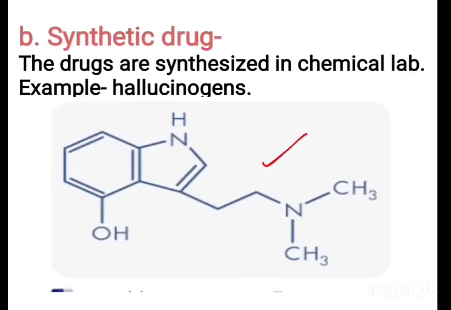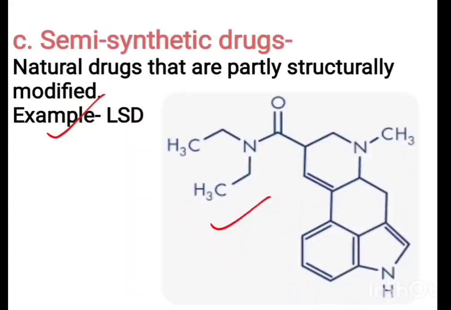Now synthetic drug, that is synthesized in a chemical lab, artificially, as per example hallucinogen. This is the structure of hallucinogen. Okay. Next one, semi-synthetic, that is from natural sources, but partly structurally modified. Their structure is modified and then they are used as a drug. Okay, as per example LSD.